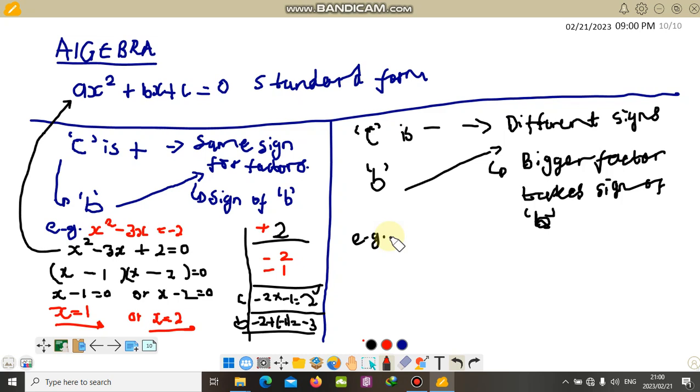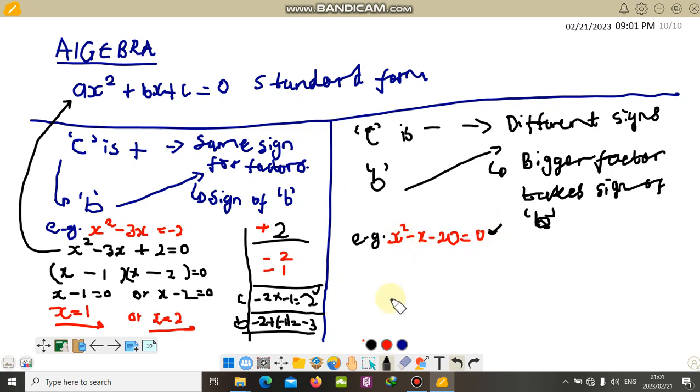Say we have x squared minus x minus 20 equals 0. So the first step is to ask yourself, is this written in the standard form? Is it ax squared plus bx plus c? Yes, it is in that form, equals to 0. Then the first step is correct.